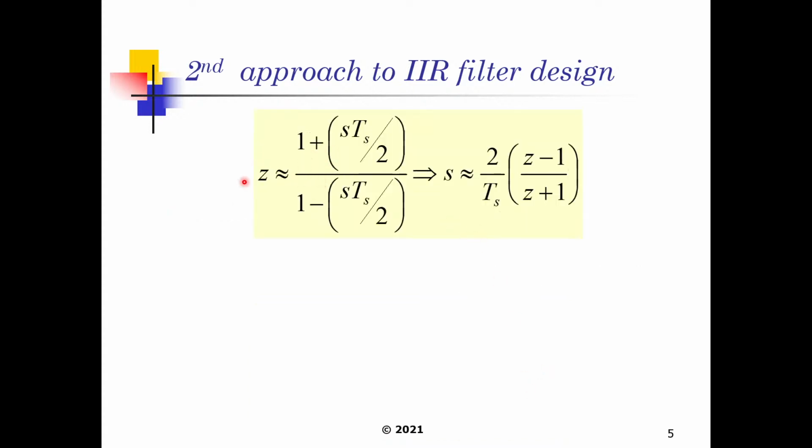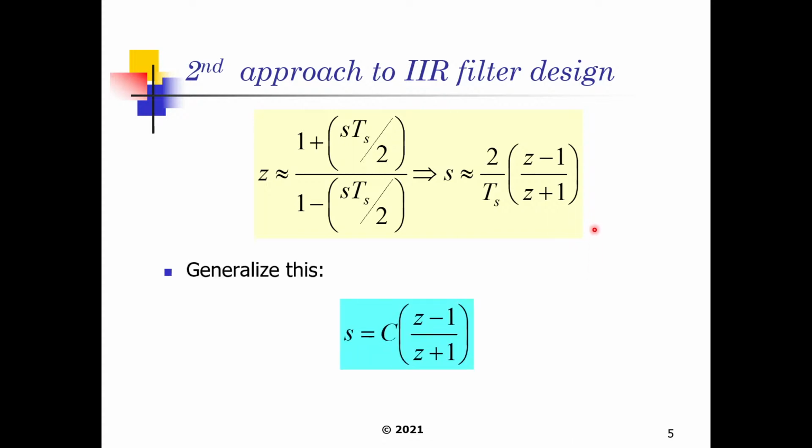In doing this approximation for Z, where it's (1 plus S·Ts/2) divided by (1 minus S·Ts/2), we can say S is approximately equal to 2/Ts multiplied by (Z minus 1)/(Z plus 1), after some rearranging of the equation. In generalizing this, we can say that this 2/Ts is equal to some constant value C, and we just keep the Z minus 1 and Z plus 1 as is. We're using this substitution moving forward for our bilinear transform evaluation.